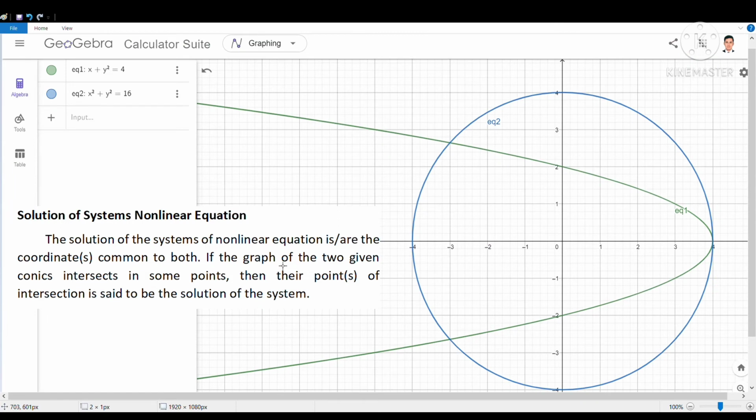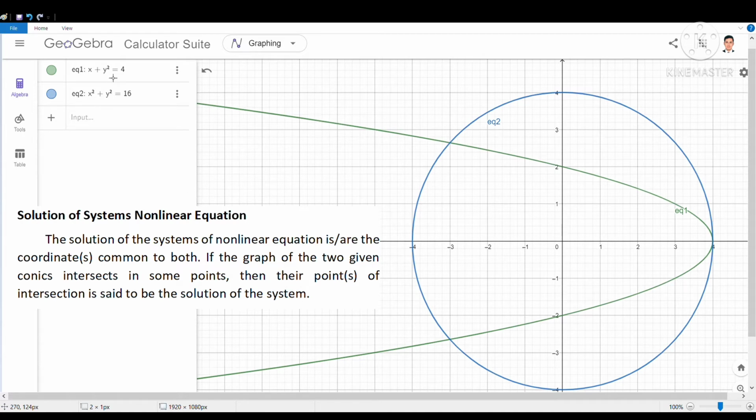Now let's take a look at the solution of systems of nonlinear equations. The solution of systems of nonlinear equations is, or are, the coordinates common to both. If the graphs of the two conics intersect in some points, then their points of intersection are said to be the solution of the system.